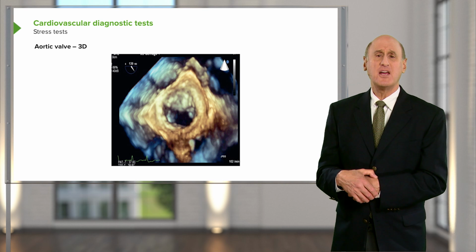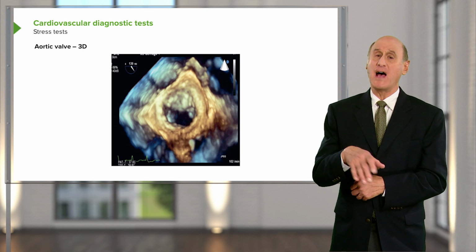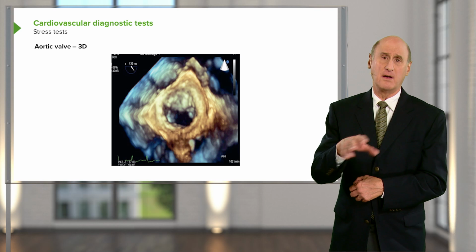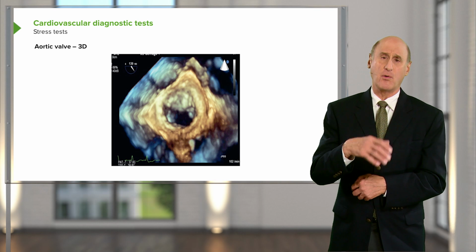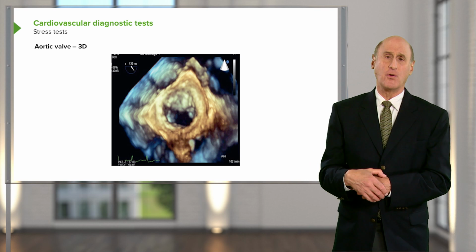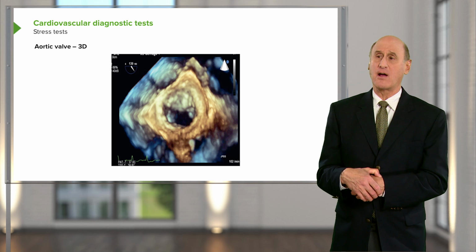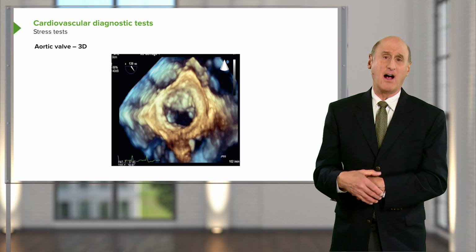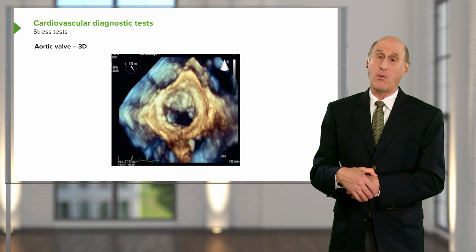As promised, here's a three-dimensional, colorized echo. This is not the natural color. The computer enters the color to show contrast of depth and so forth. This is a three-dimensional echocardiogram of the aortic valve. And you can see that it's quite detailed. It's a really excellent picture.